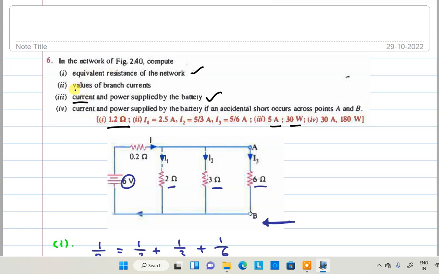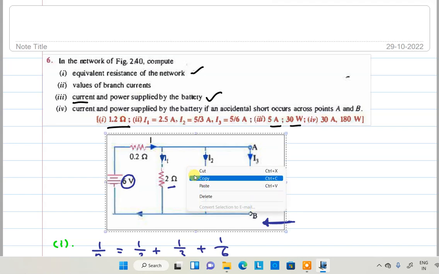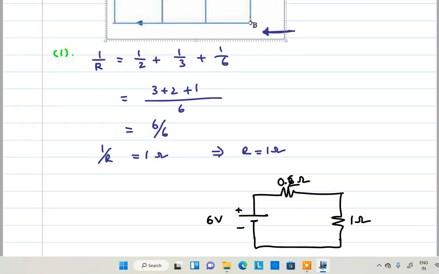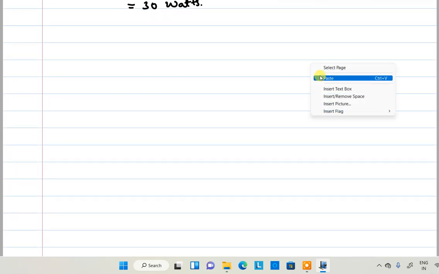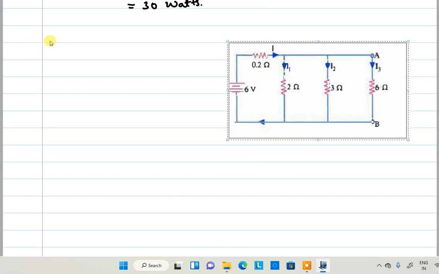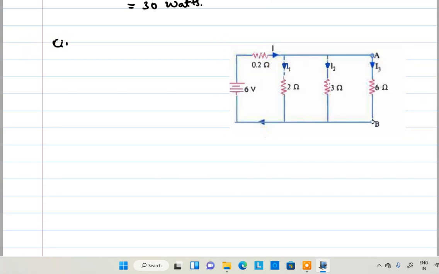Coming to the values of branch currents. So second bit we are moving. So see here, second bit. Values of branch currents. So what are the branch currents? We have I1, I2 and I3. You know the current division rule. So I will write the current division rule formula, then I will explain here. So everyone listen carefully. Current division rule, I1.